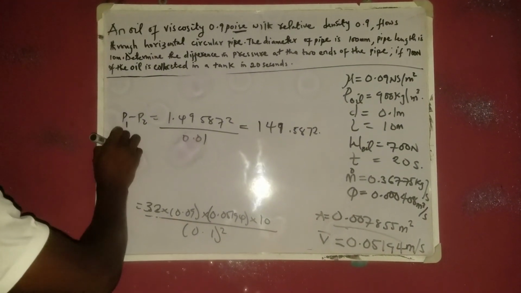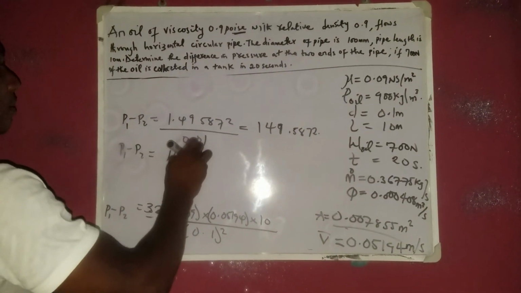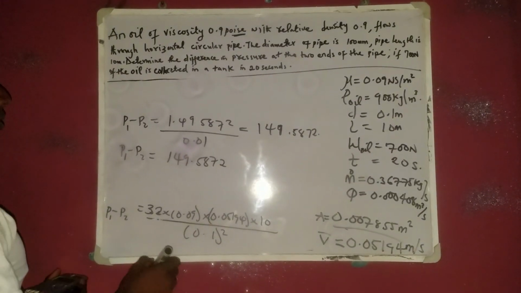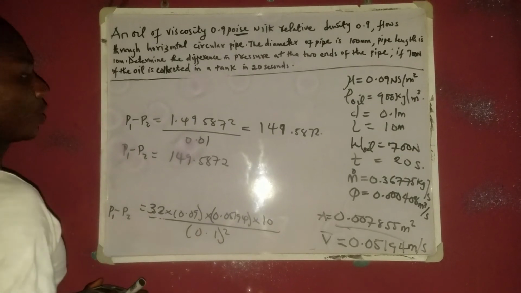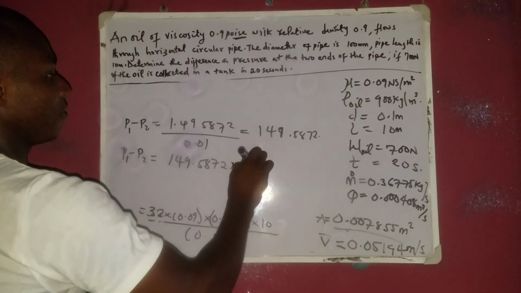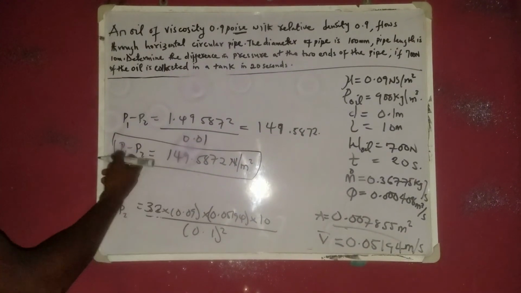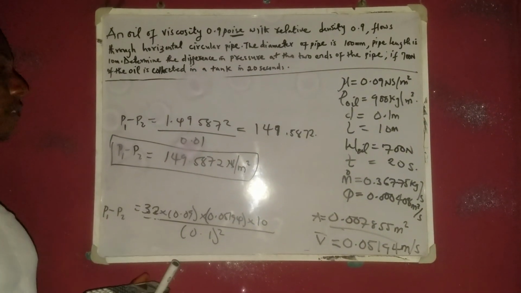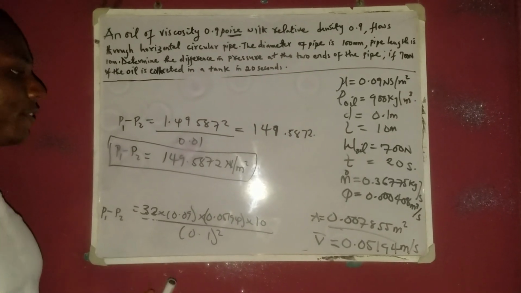So our P1 minus P2 will be equal to 149.5872. Pressure is force over area, so this will be what? Newton per meter squared. So this is the value of the difference in pressure at the two ends of the pipe. So just pretty easy from the start to finish.